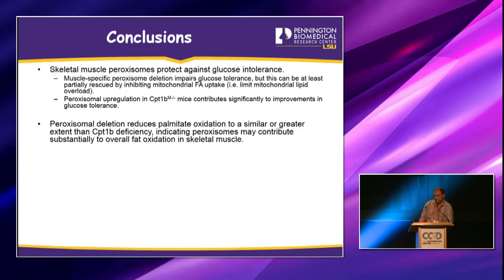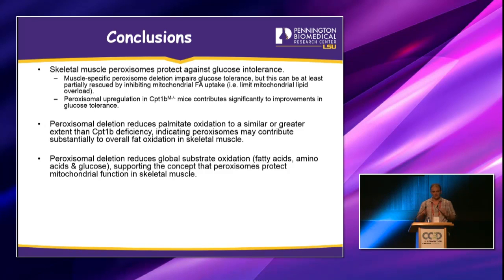I also found it fairly interesting that when we deleted peroxisomes, there was about a 30% decrease in palmitate oxidation, which was to at least a similar, if not greater extent than we saw when we knocked out CPT1. That at least partially suggests that peroxisomes could be very important in overall fat metabolism in the skeletal muscle. However, I think the major player is that peroxisomes are really helping protect mitochondrial function. When we knock out peroxisomes, mitochondria become impaired, because we saw not only decreases in fat oxidation, but also decreases in carbohydrate and amino acid oxidation.